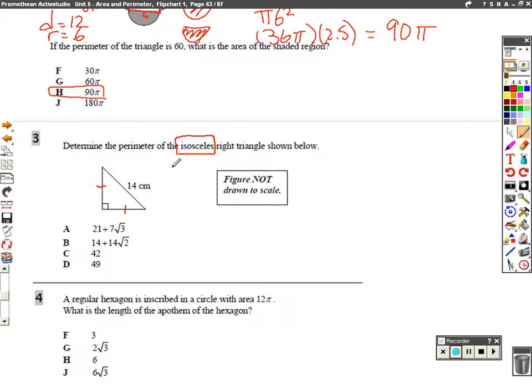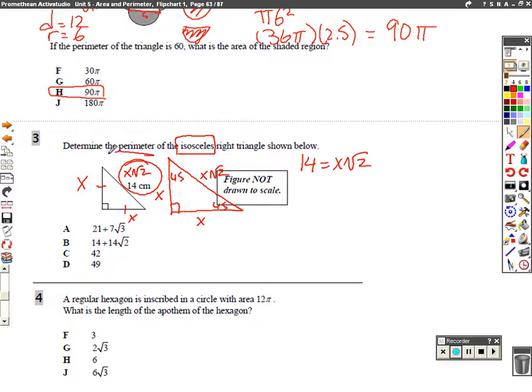So let's think about our special right triangles. We need to memorize that in a 45, 45, 90 degree triangle, the sides are x, x, x root 2. Which tells me that right here, this is x root 2. They're both the same. All right, 14 is x root 2. I'm going to go ahead and solve that because that's going to give me the other two sides. And I need these sides because I'm going to have to add them up to get that perimeter.